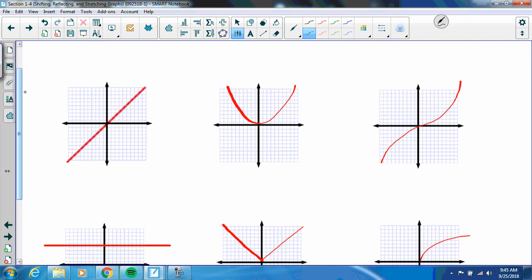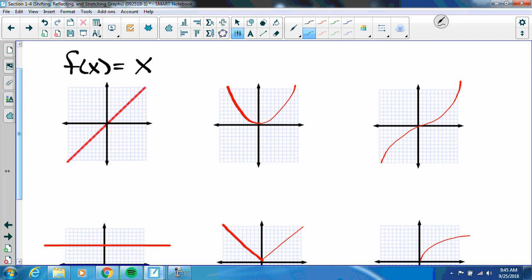So, this function right here, the parent function, and I heard linear, excellent answer. But the mom and dad of all linear functions is this. F of x equals x. That is the parent function of all linear functions. What do I mean by that?